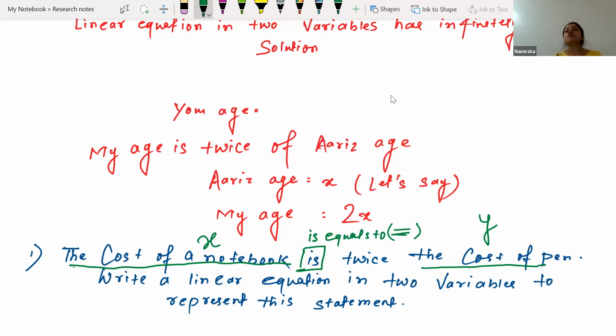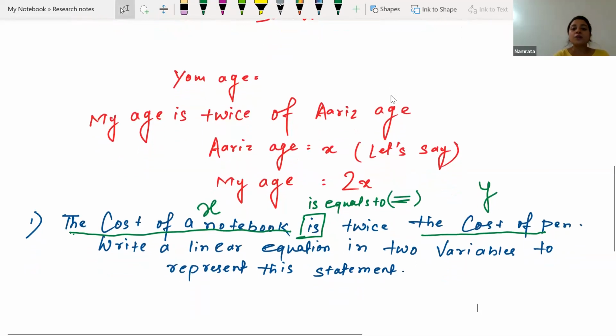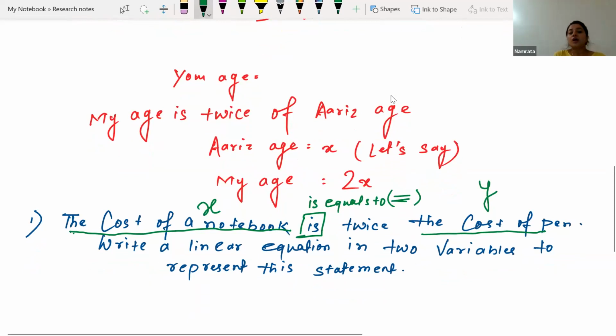So twice means two times. Thrice means three times. Two times means what? Two multiplied with one, right? So from the green part only, are you able to understand that X is equal to twice, that means two times the cost of pen, that is Y. And this is our linear equation in two variables, X equals 2Y.